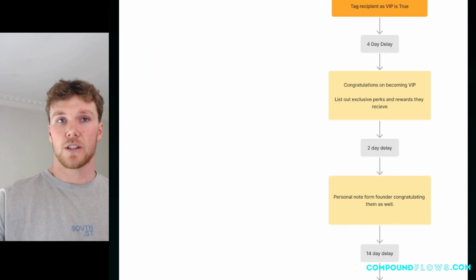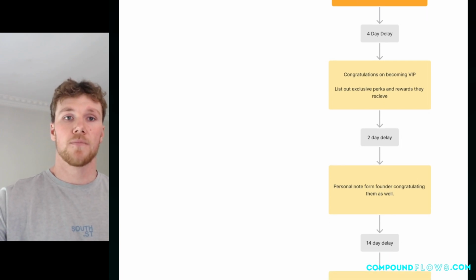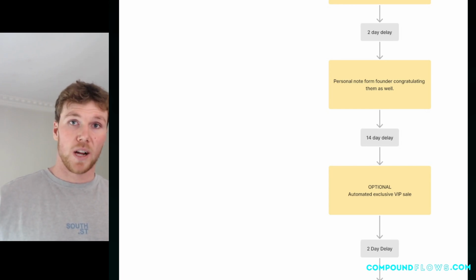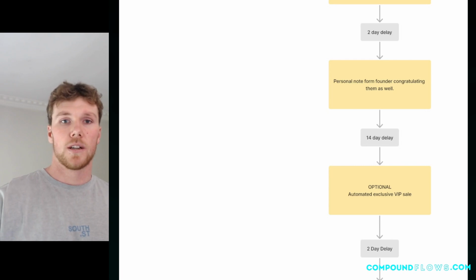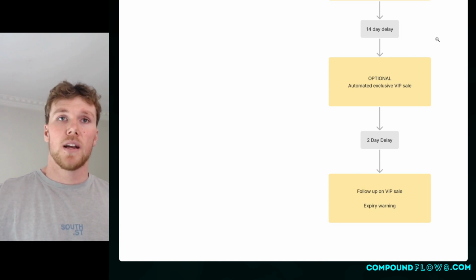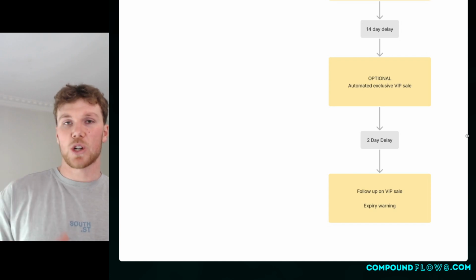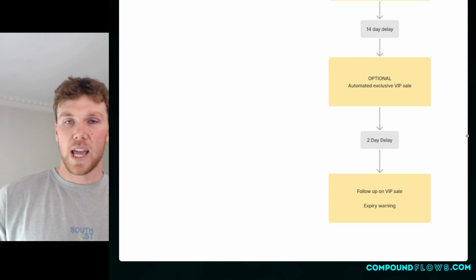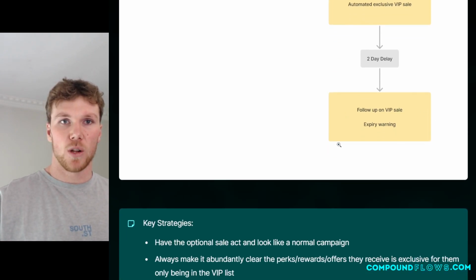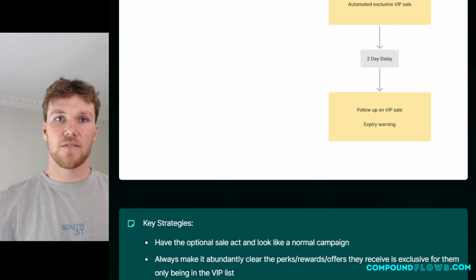For this flow, we want to be congratulating them on actually becoming a VIP. That's when you list out all the perks and rewards they receive. Second email, again, we just like to do a personal note from the founder, just congratulating them as well. Personal touch. Again, this is optional, but you can do a VIP sale. You can add a long delay here and just act like it's a normal campaign, and structure that email as if it's a normal sale that you already had set up. And just, again, another follow-up on that. And that's just an automated way to get them to order again as a VIP.